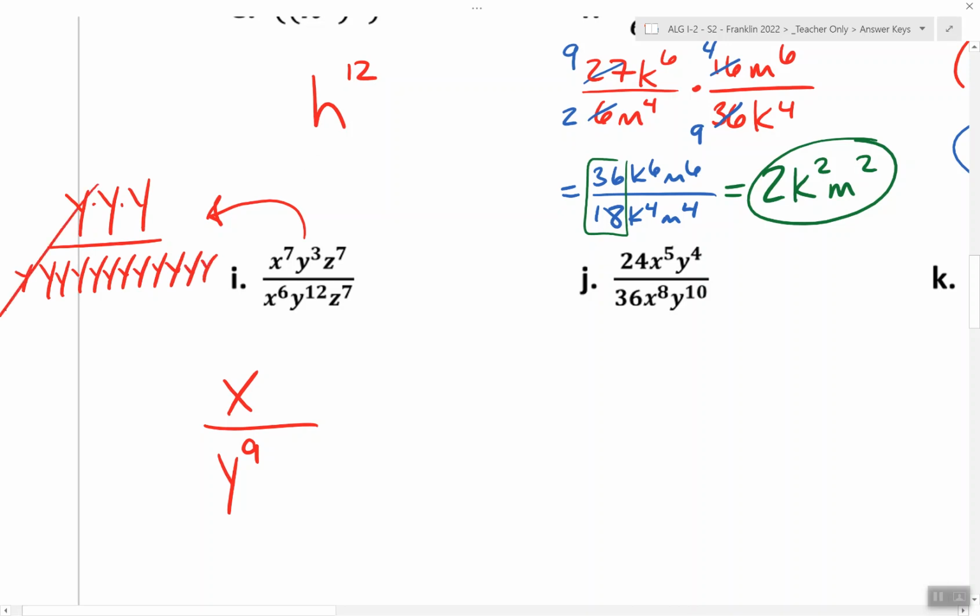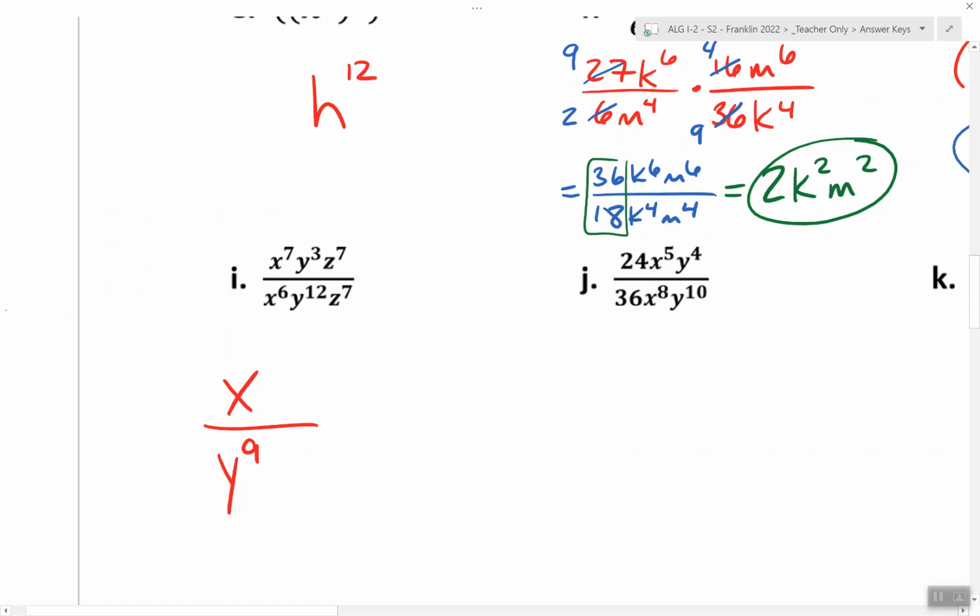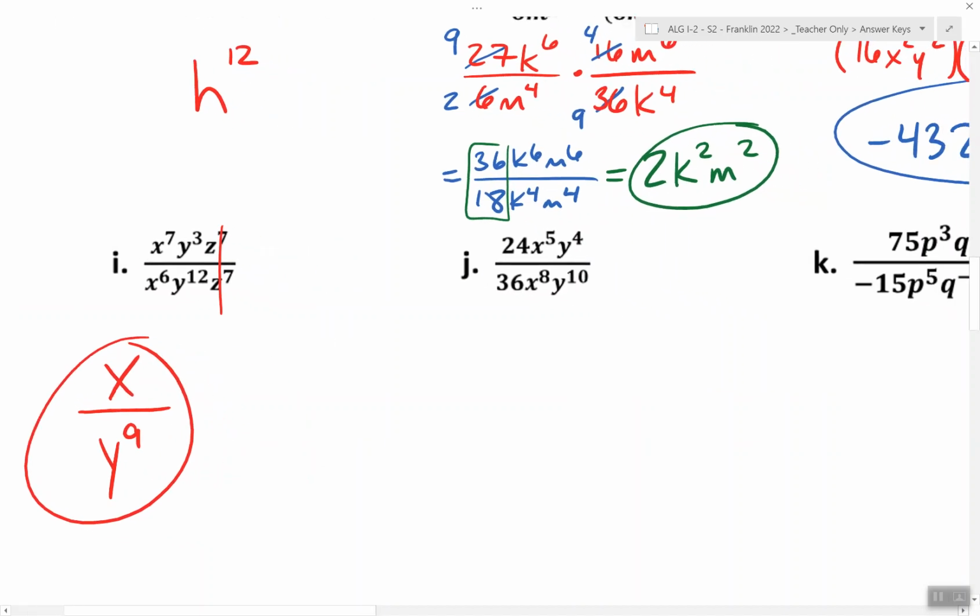And what happens is these 3 top ones cancel out 3 of the bottom ones, and you have 9 left. So really, wherever the bigger exponent is, that's where the answer is going to end up. So we had y to the 12th on the bottom, and y to the 3rd on the top. 12 minus 3 is 9, but the 9 needs to go on the bottom. And then z to the 7th over z to the 7th. 7 minus 7 is 0, so that just equals 1. That just cancels out. So the answer here is x over y to the 9th. So z's completely cancel. The y's end up on the bottom.